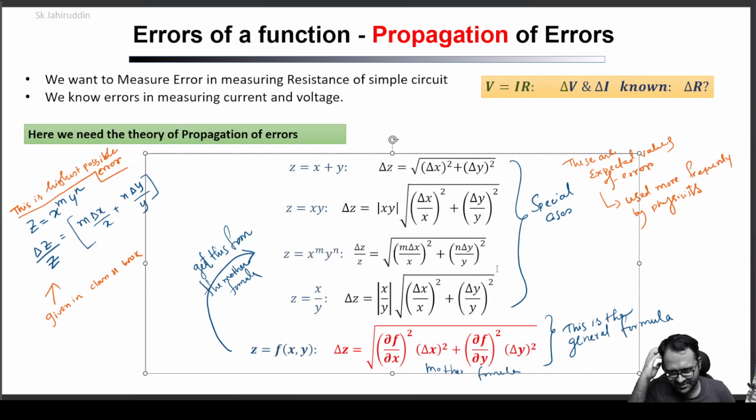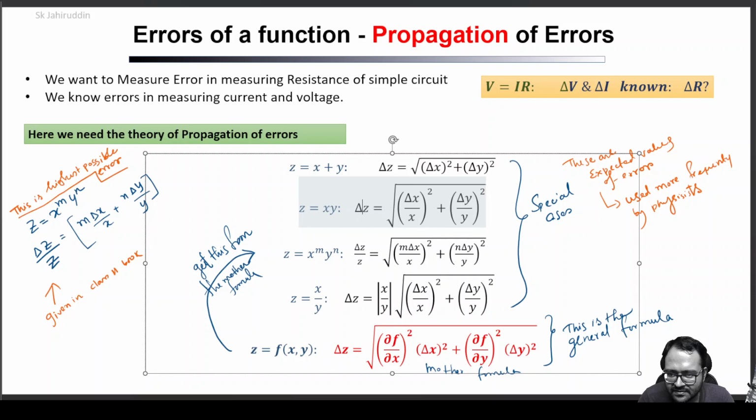So everything, you can change it to delta z by z. I think that is the more familiar formula.